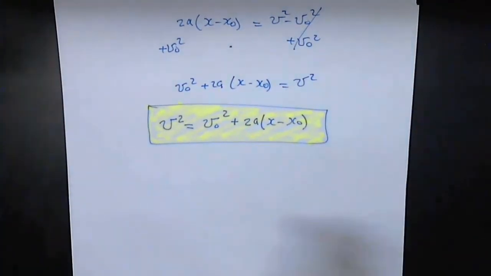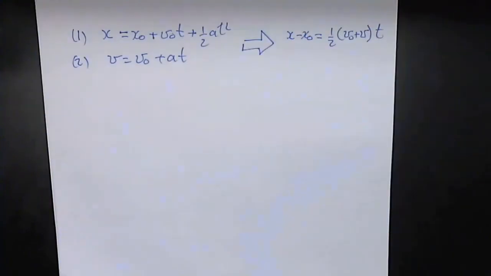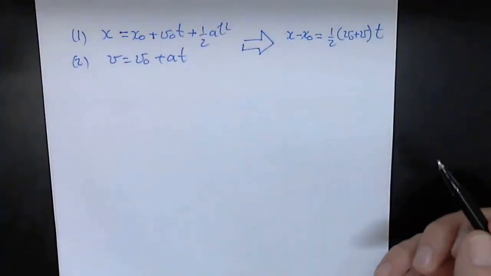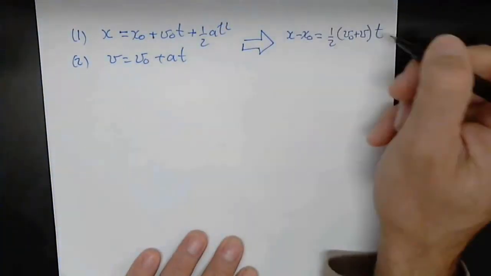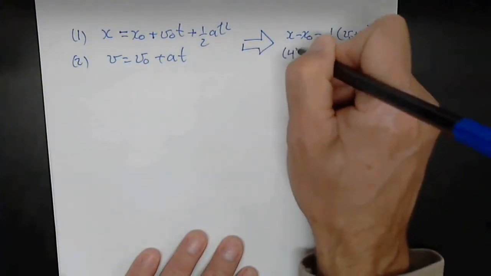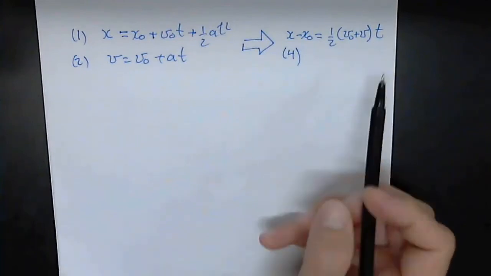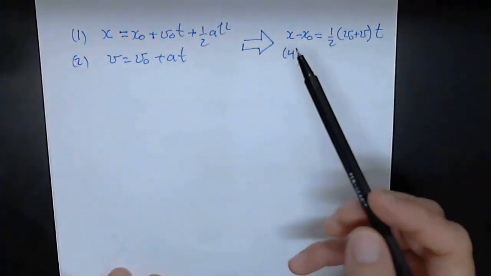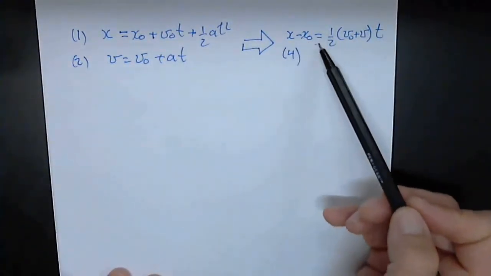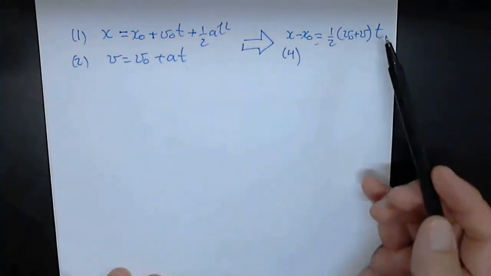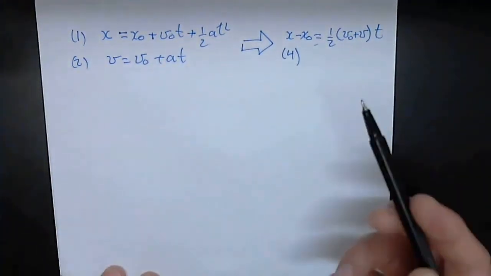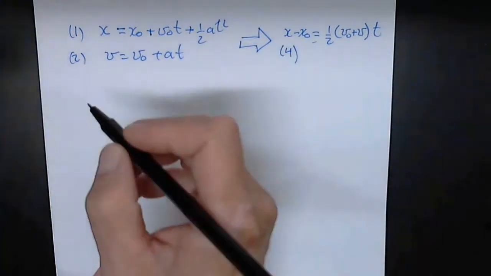Now let's go to the second one. This is the one that we want to prove now. From these two, we want to prove this one over here. As you can see, this equation doesn't have acceleration. So it's kind of the same procedure that we used in the previous one.